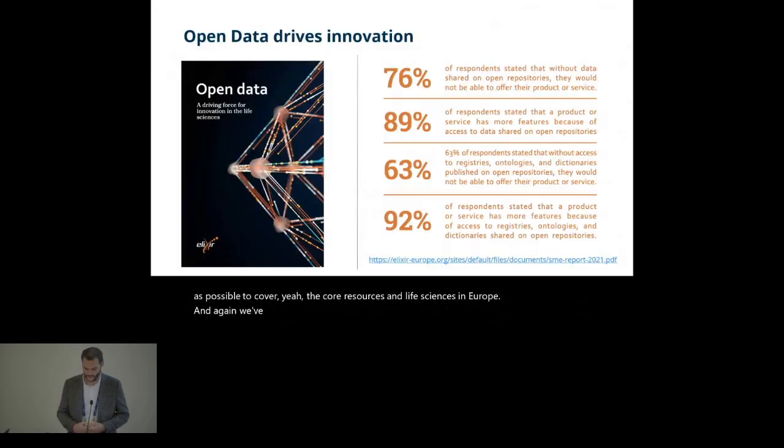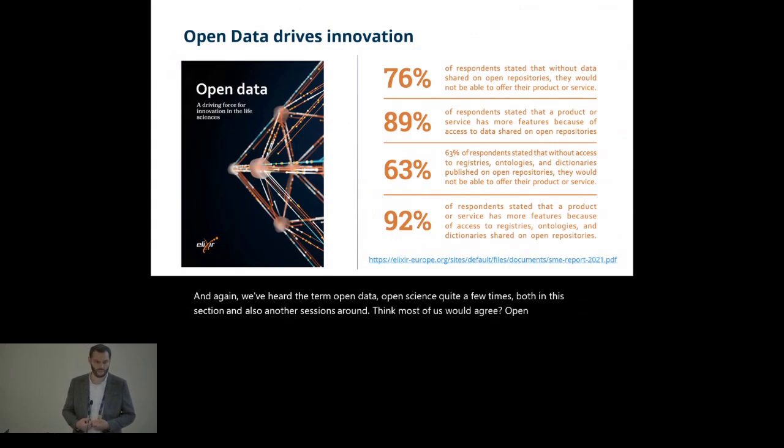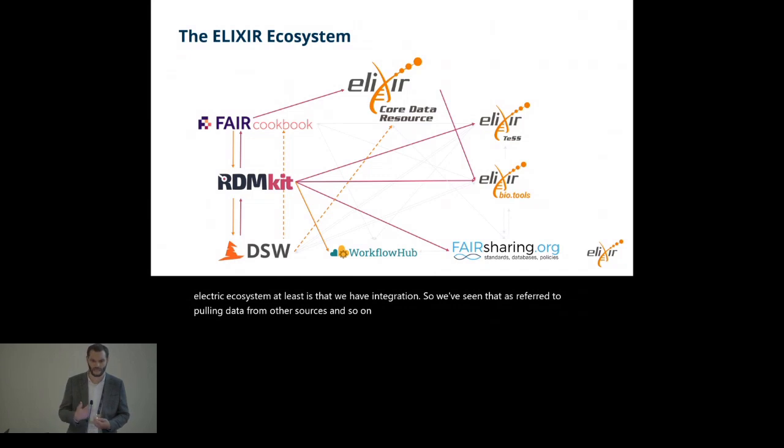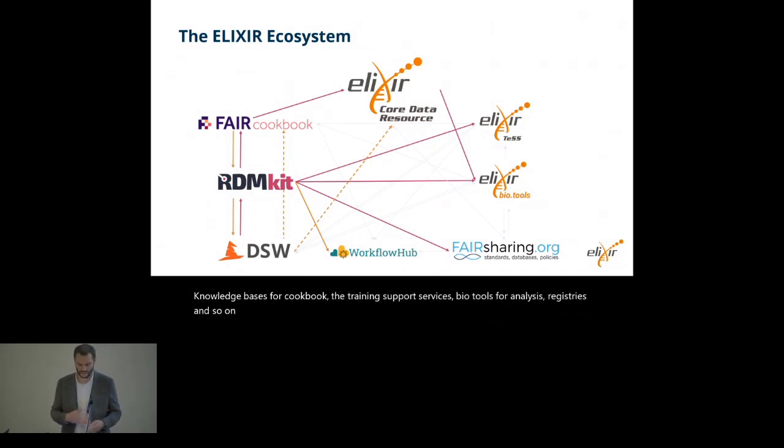And we've heard the terms open data and open science quite a few times, both in this session and in other sessions. I think most of us would agree open data is an important part of this. And one of the things open data enables within the Elixir ecosystem, at least, is integration. We've seen GlyGen referring to pulling data from other sources, and MGnify analyzing ENA data. But that depends on this openness of data. So core data resources can be referenced by various RDM knowledge bases, the FAIR Cookbook, the training support services, bio.tools for analysis, registries, and so on. So again, this ecosystem depends on this free flow of information.